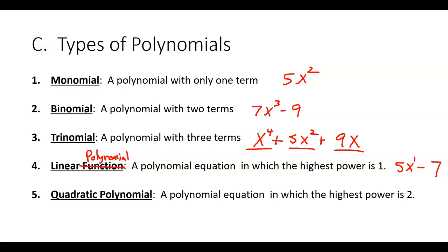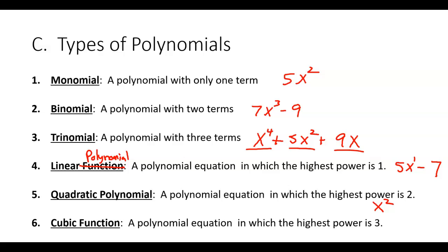Quadratic polynomial. That's a polynomial equation in which the highest power is a 2. So for instance, x squared is a quadratic polynomial. I could add more stuff to it. It doesn't matter. But so long as there's an x squared there, and that's the highest power, that's what we call a quadratic polynomial. And then finally, there's the cubic one. That's the one where the highest power is a 3. So for instance, if I had x cubed minus 8x, that's a cubic polynomial. Okay?